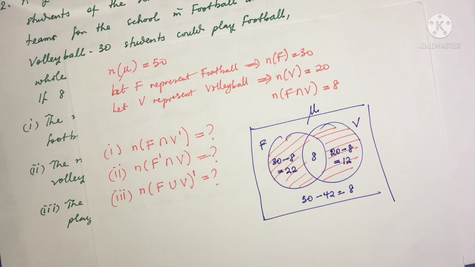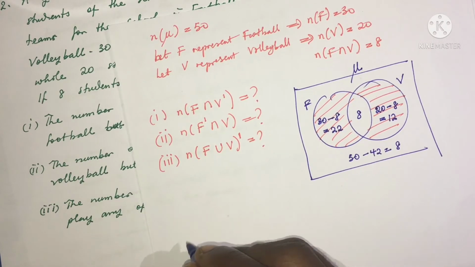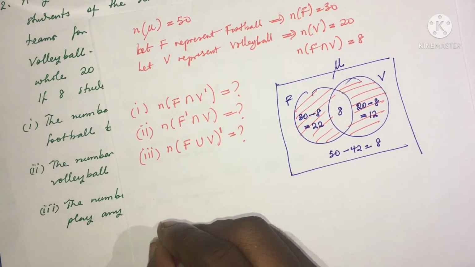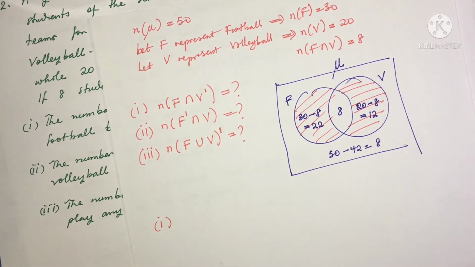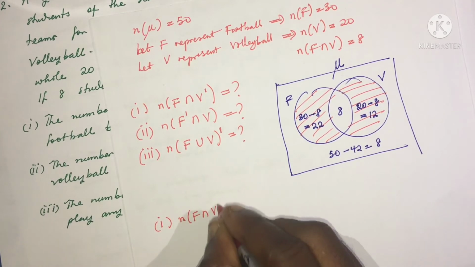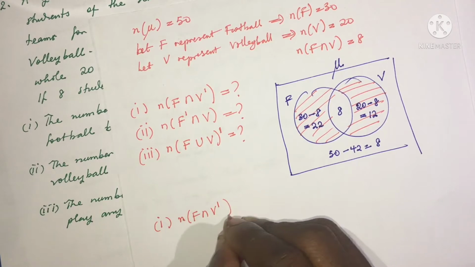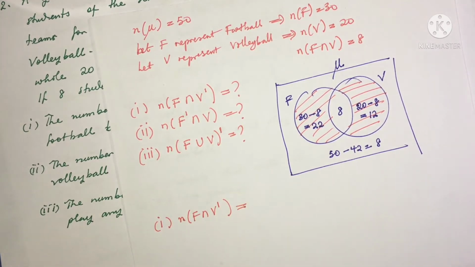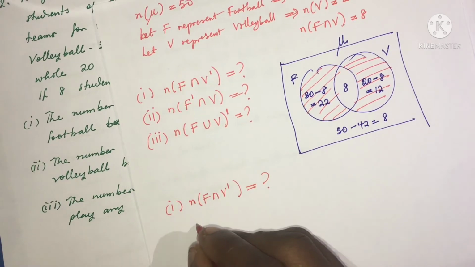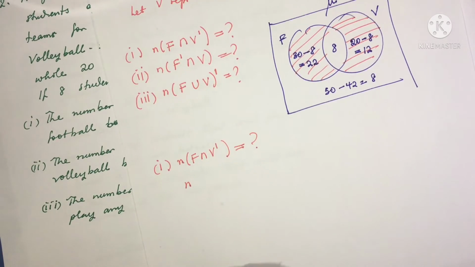Okay, so let us see. Now that we have done that, we can now go back to the problem. Remember, the Venn diagram has made the problem easy, so I'm going to start with number 1. I would advise you to use set builder notation when solving. It's always advisable. So this will be equal to what? Now, we would use this relationship to obtain our result.